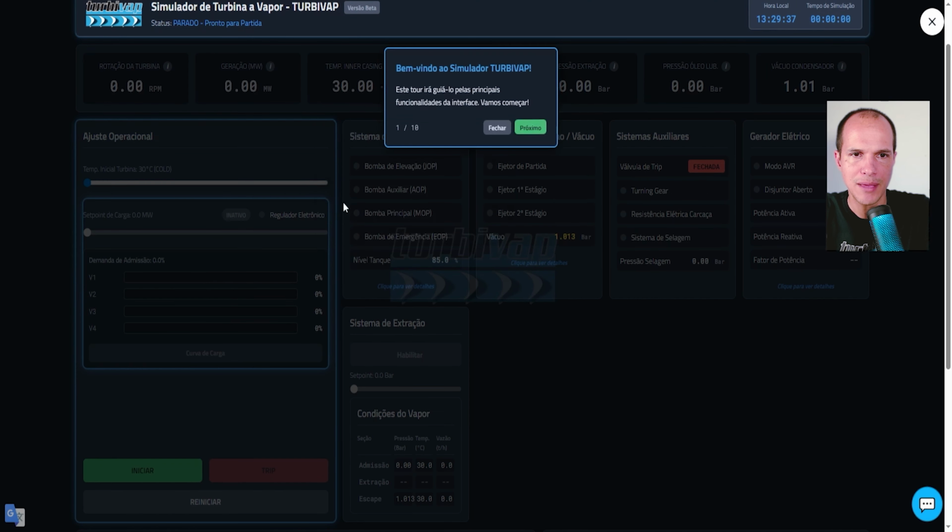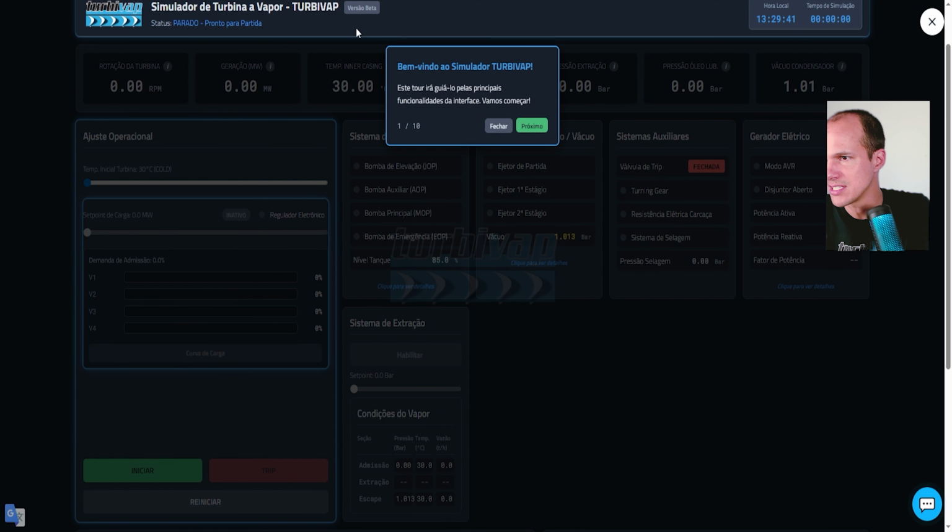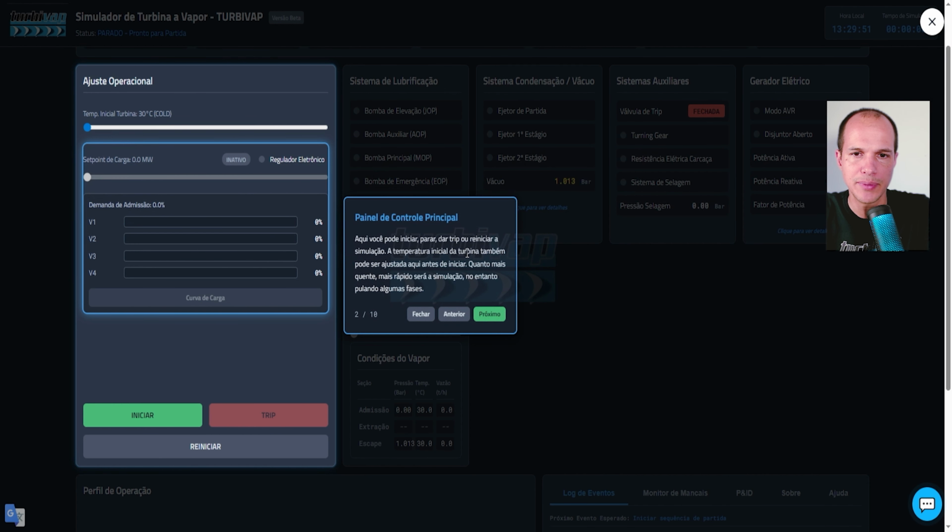Very briefly, this is the beta version. We are making improvements and some updates. Here we will be able to start to rotate the tripod, as well as restart the simulation. The turbine starting temperature can also be adjusted here before starting. The hotter, the faster the simulation, skipping some phases, as if it were in practice.